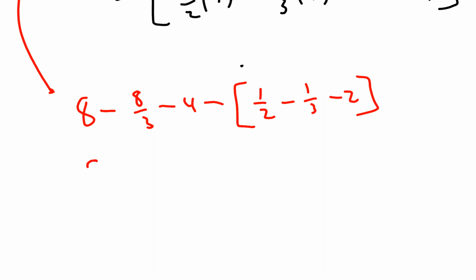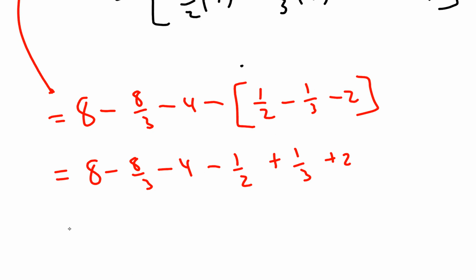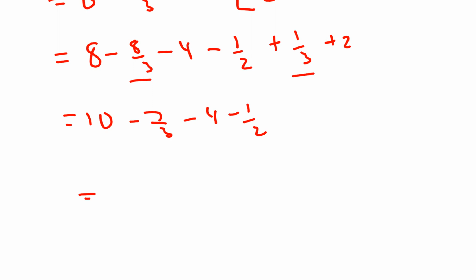So let's do this. 8 minus 8/3 minus 4 minus 1/2 plus 1/3 plus 2. So I'm just going to put together the things that I want to put together here. 8 and 2 gives me a 10. We've got the negative 8/3 and positive 1/3. That would give you negative 7/3. And actually, I forgot about the minus 4. Well, the minus 4, I should have just dealt with that. Okay, so we'll deal with that in a second. Minus 4 minus 1/2.